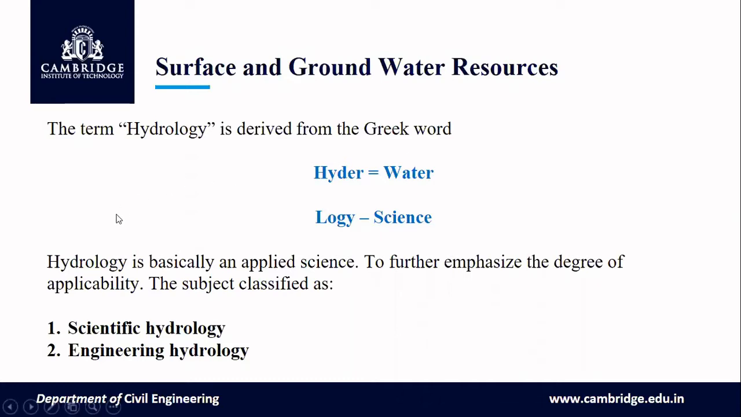So hydrology is basically an applied science. Further, from the application point of view, it has been classified into two categories: first, scientific hydrology, and second, engineering hydrology. Scientific hydrology involves mainly the study of academic aspects only, but engineering hydrology involves the study of engineering applications.